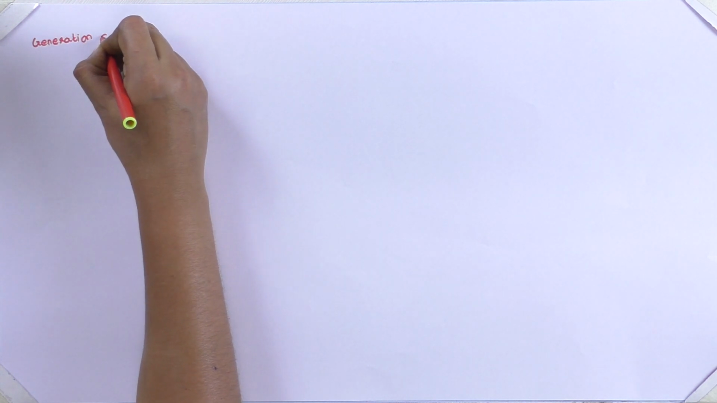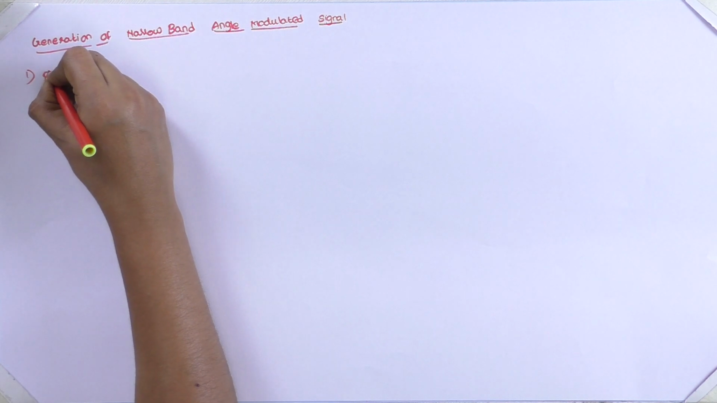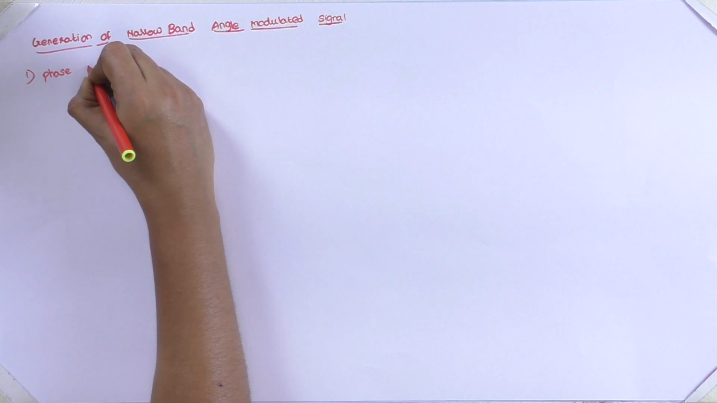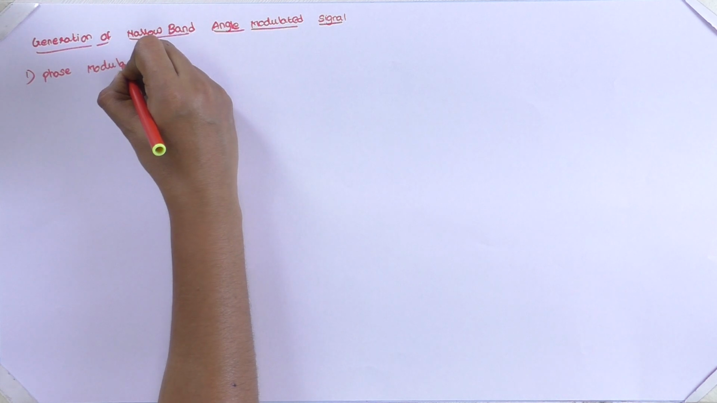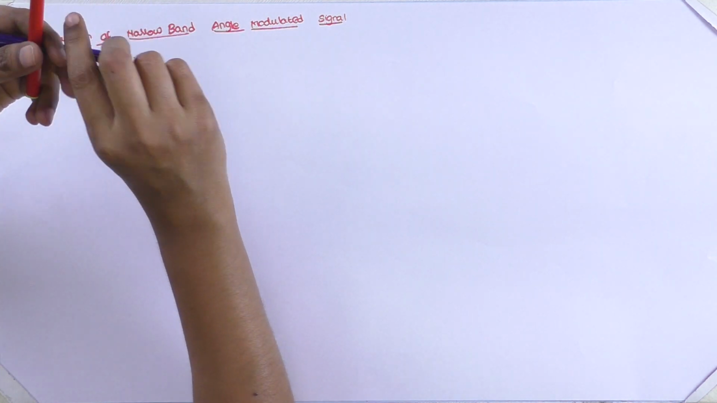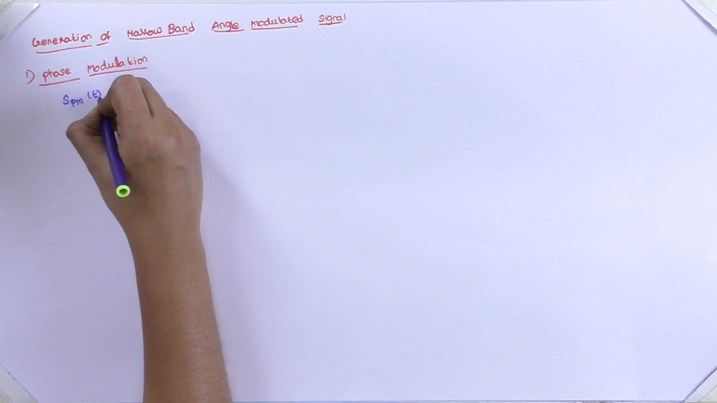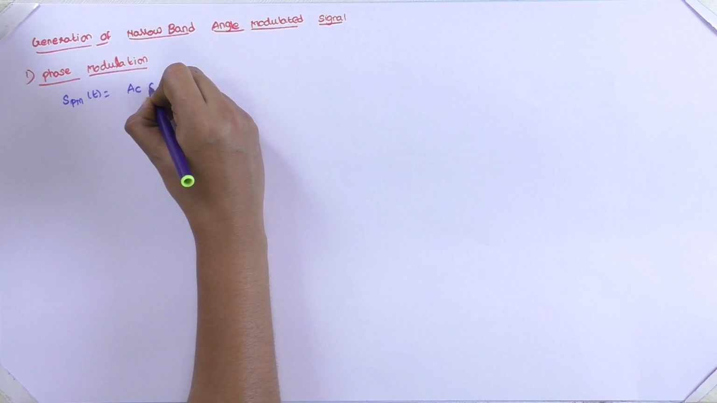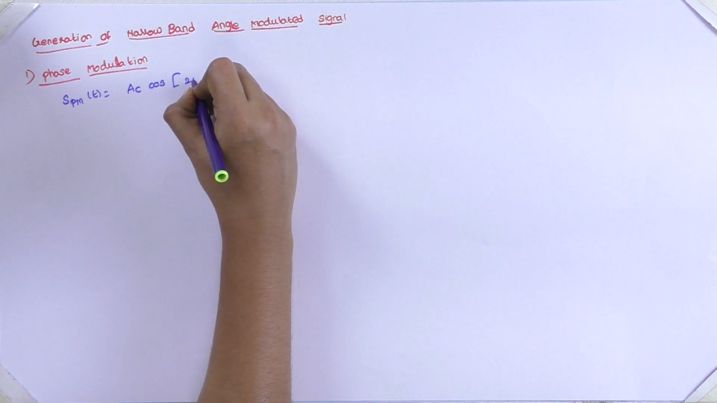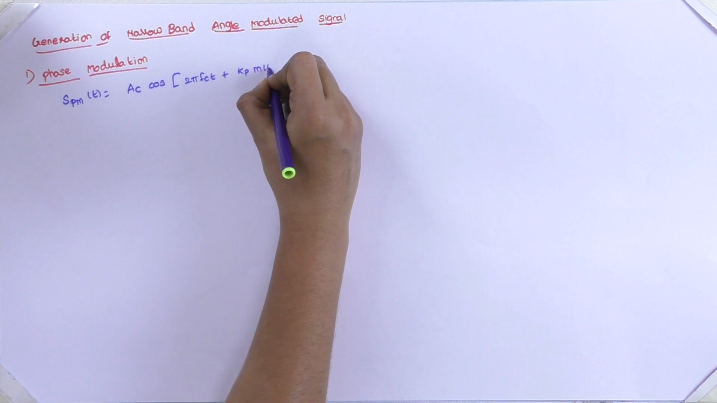In today's lecture, we are going to see how to generate the narrowband angle modulated wave. First, we will see phase modulation, then we will move on to frequency modulation. Phase modulation. What is the time domain expression for phase modulation? S PM of t is equal to Ac, just now we have seen, cos 2 pi fct plus kp m of t.